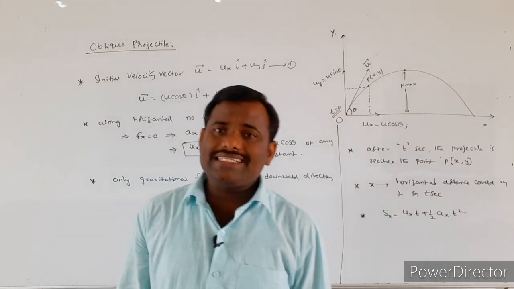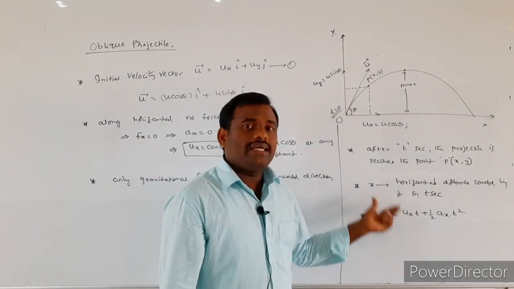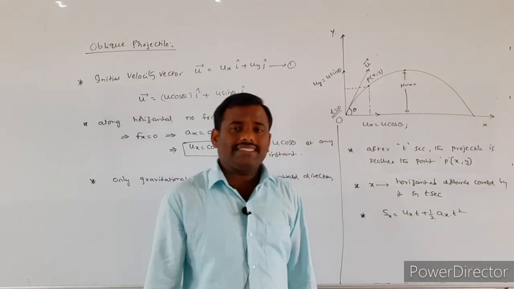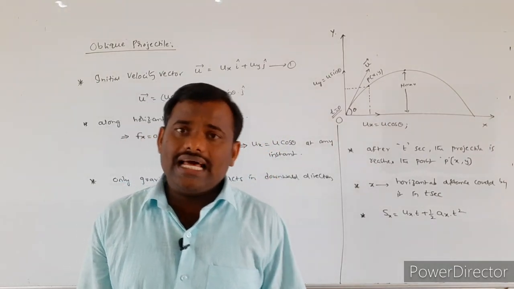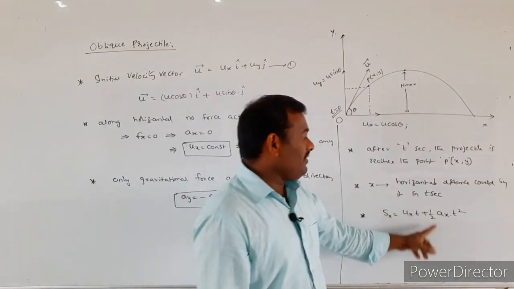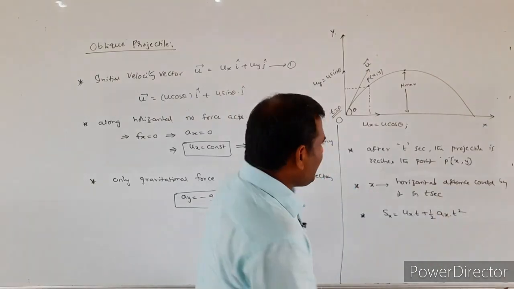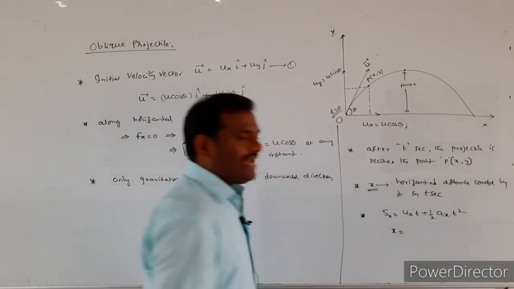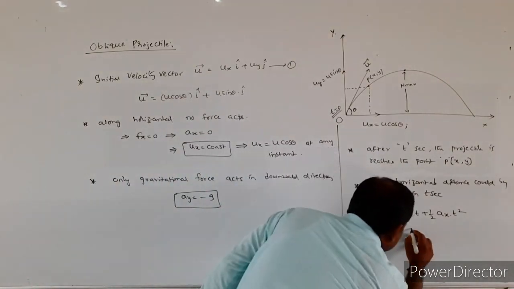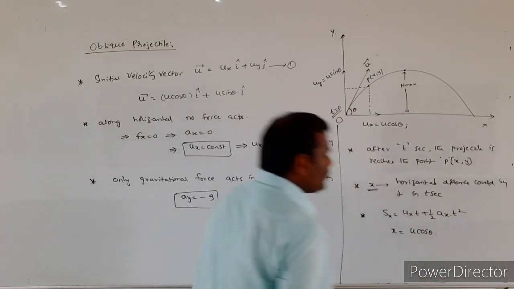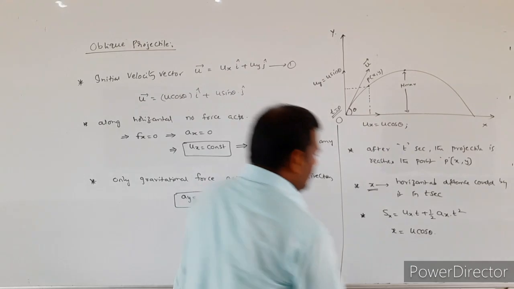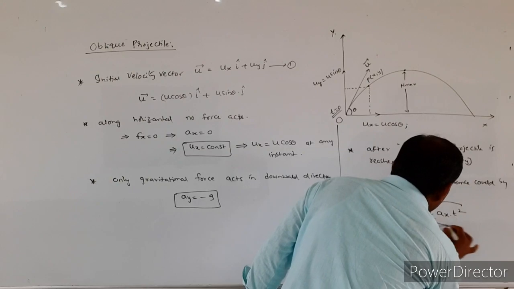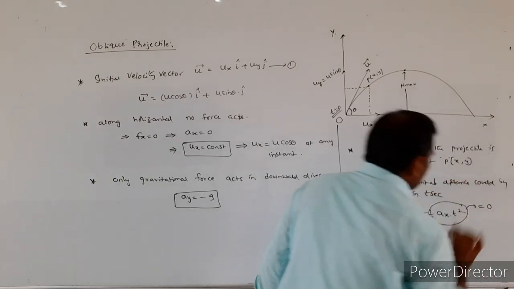S is equal to ut plus half at square. Why did I mention x? Displacement along the x-axis is equal to ux into t, where ux is the horizontal component of the velocity along the x-axis, into time, plus half into ax into t square. The displacement covered by the object in t seconds is X, and the ux value is u cos theta, and t means t only.